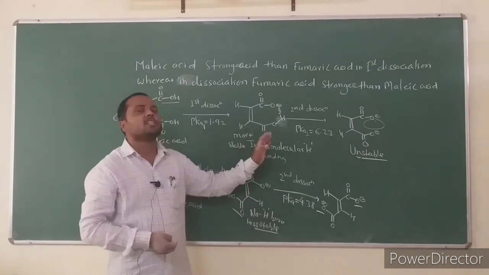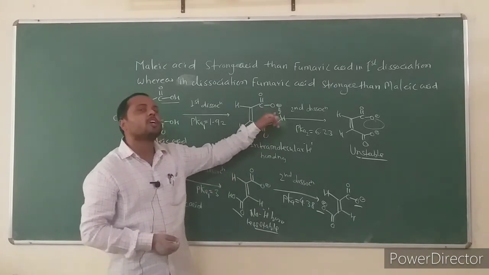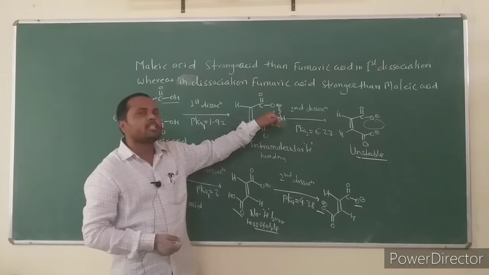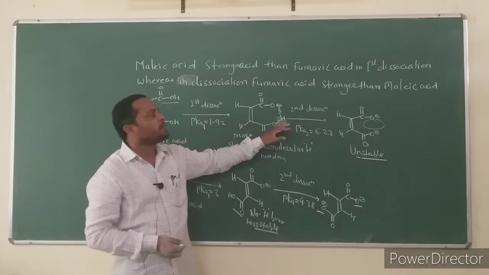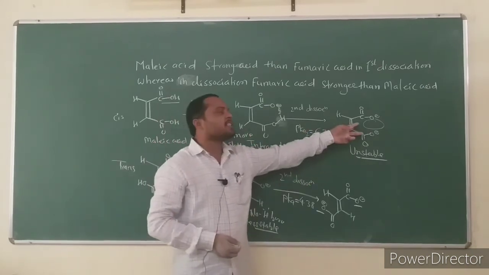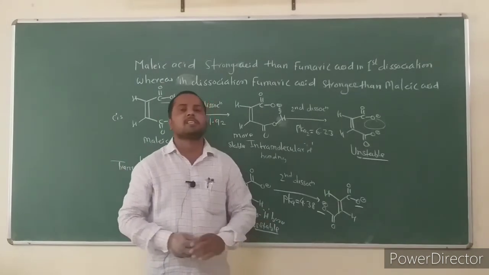Malic acid does not undergo second dissociation easily. It is difficult due to the intramolecular hydrogen bonding. The carboxylic OH group is involved in the intramolecular hydrogen bonding, so its dissociation is difficult. If it dissociates, repulsion occurs between the two electronegative oxygens, and the conjugate base is unstable.